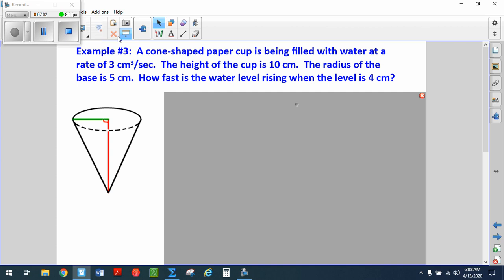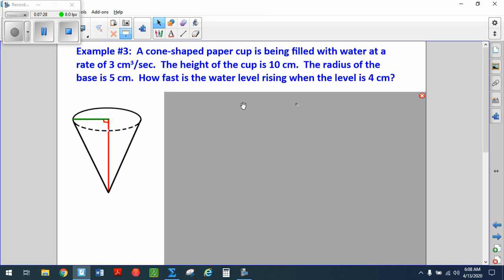A cone-shaped paper cup is being filled with water at a rate of 3 cubic centimeters per second. The height of the cup is 10 centimeters. I didn't put that on the diagram, but that's my red line, 10 centimeters. The radius of the base of the cup is 5, so that's my green line. How fast is the water level rising when the level is 4 centimeters?